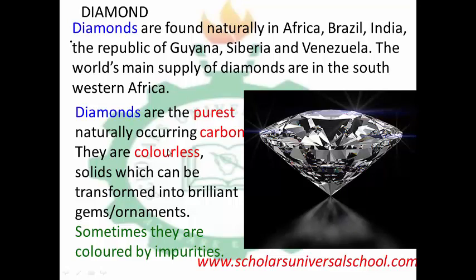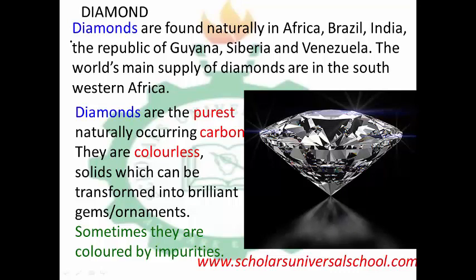Now, we can find diamond in Africa especially, we can find it in Brazil, India, Guyana, Siberia, and so on. So diamond is so important to us because it is used for a lot of things. One, it is the purest form of carbon. Diamond is colorless and it can be transformed into very brilliant ornaments or gems. In fact, it's a gemstone.